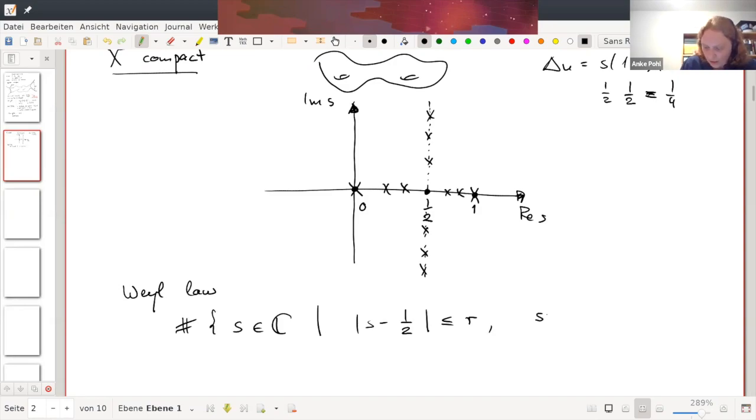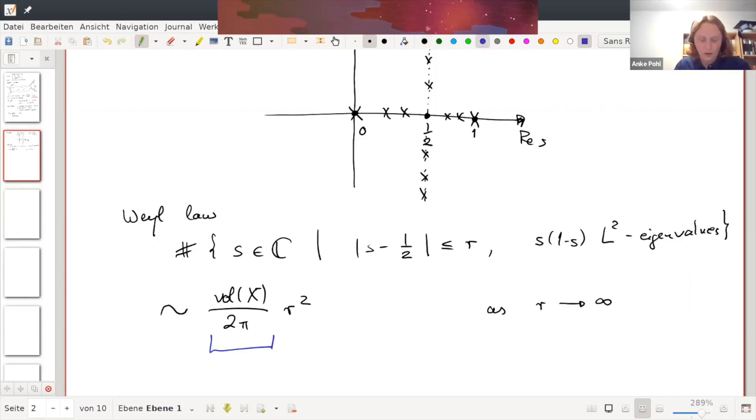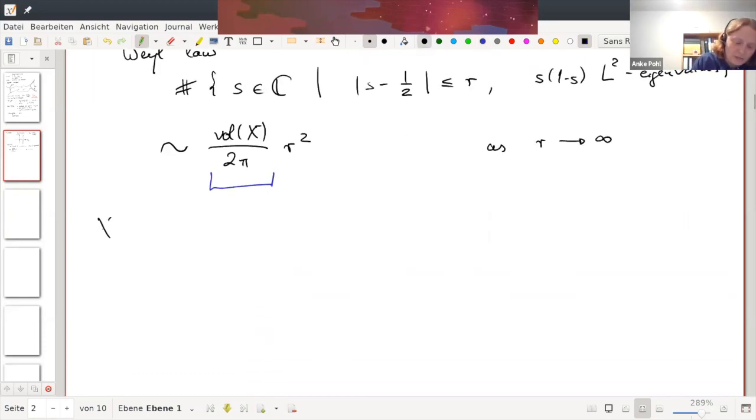I'm only counting L2 eigenvalues. And the Weyl law says I do know the asymptotics of this as my radius goes to infinity. And this is, by now, a well-known formula. It's about 100 years old. And it goes like this. It goes of the order r squared, so radius squared. And then this constant here is also very interesting because it encodes the volume of the space in spectral information of the space.